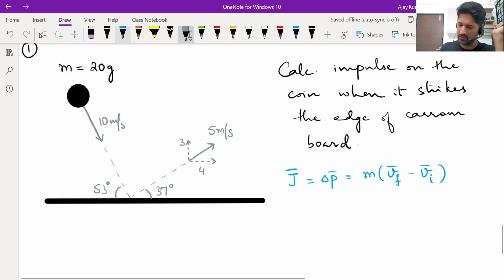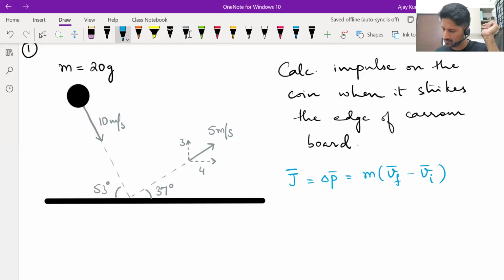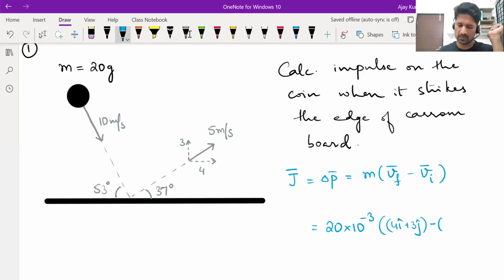That's the final velocity. So mass is 20 grams. Gram is 10 power minus 3 kg. Final velocity is 4 i cap plus 3 j cap minus initial velocity. That 10 meters per second, we'll have to express it as components. Pawan, can you tell me its x component? Sir, 16 i cap.